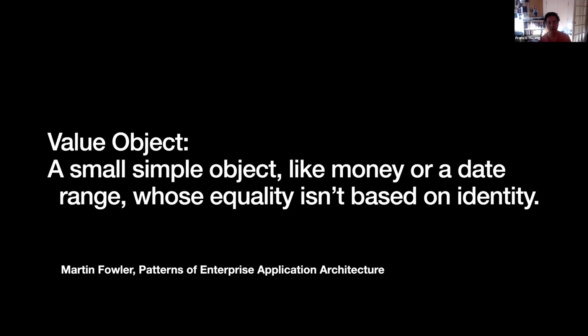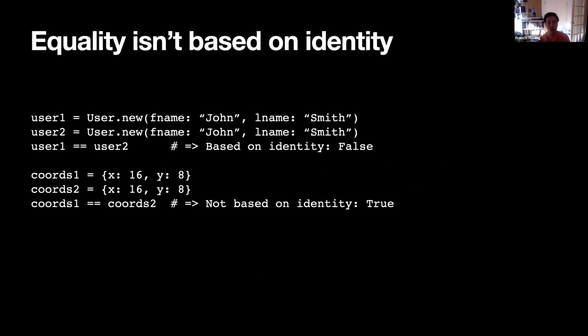So a value object is a small, simple object, like a money or a date range, whose equality is not based on identity. So what do we mean by that? When we say equality isn't based on identity, for example, let's say you had two user objects with the first name and last name of John Smith. If you compare the two of them, how do you want these classes to behave?